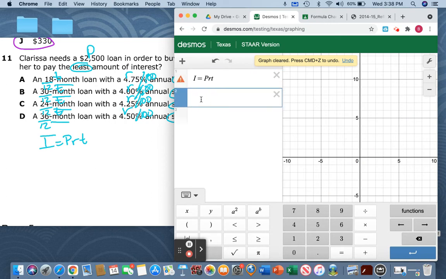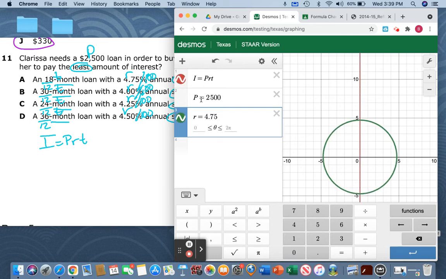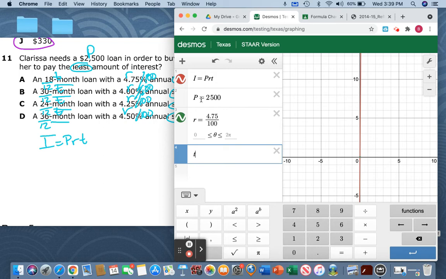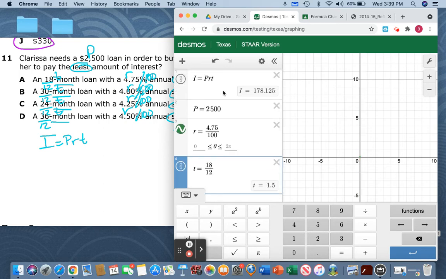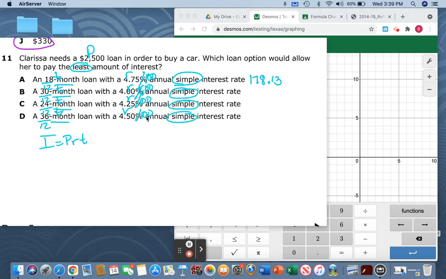True that. So my P is 2,500 and it will never change. My R for A is 4.75 over 100. And 18 divided by 12. So T equals 18 divided by 12. So that gives me 178.13. Okay, and I'm going to write it out to the side so that I can keep track of them all.